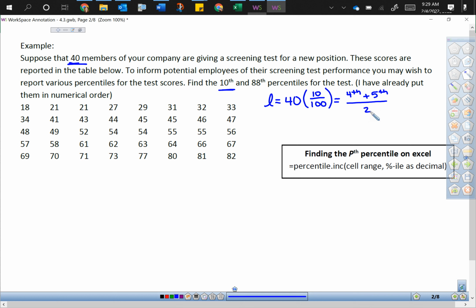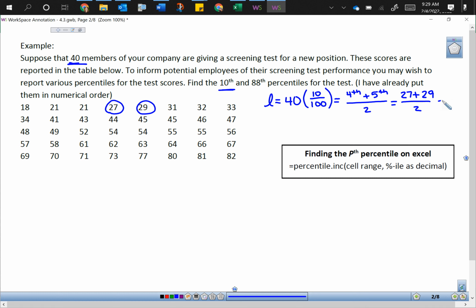So that being said, this is in numerical order. I need to find my 4th and 5th term. So 18 is my 1st term, 21 is my 2nd term, 3rd term, 4th term, 5th term. So that means I'm going to take 27 and 29, add them together, and divide by 2. And what do I get? 28. That means the 10th percentile for this test is 28. Okay? If you score 28, you are the 10th percentile.